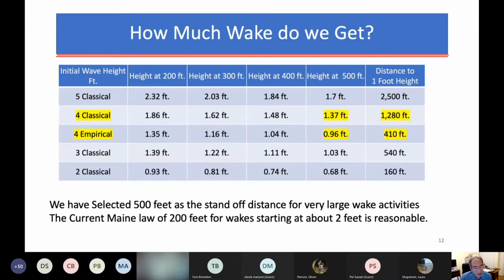We've selected 500 feet as the standoff distance for large wake activities. And the current Maine law of 200 feet for wakes starting at about 2 feet is reasonable. That works okay. But it's these large ones that are not okay.